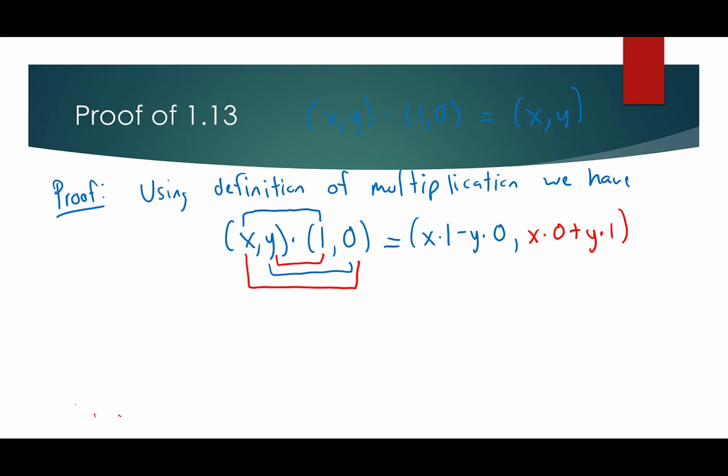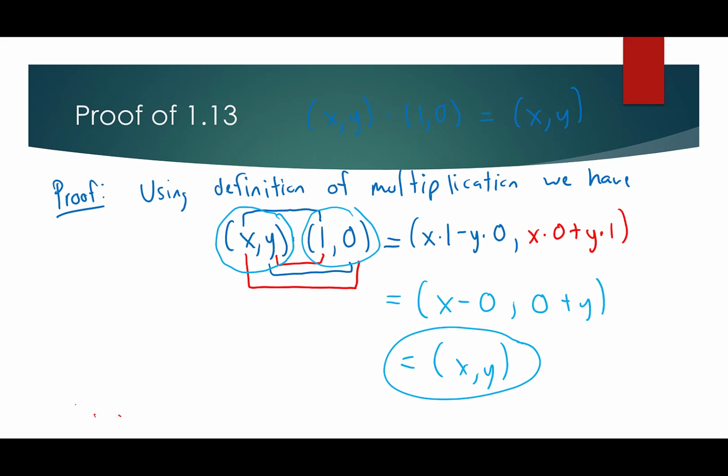Okay, so this line here was coming from our strange multiplication rule. If we simplify this, we're going to get x minus 0, comma 0 plus y, which does give us x comma y. So again, what this proposition is saying is if you take any complex number and multiply it by 1 comma 0, you're just going to get your complex number back. The way to think about this is like taking any number, let's say 25, and if you multiply that by 1, you get 25 back.